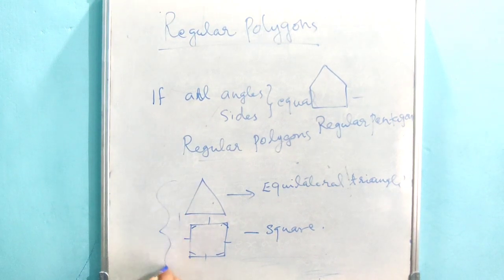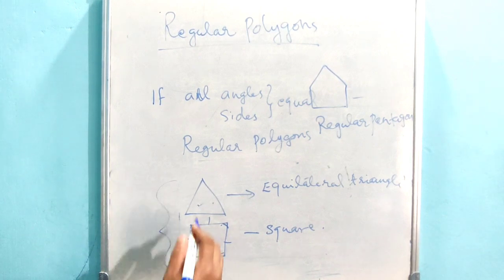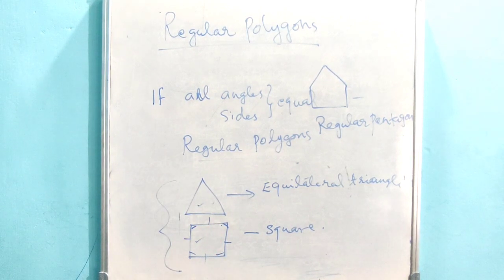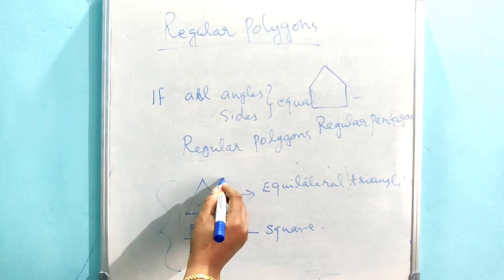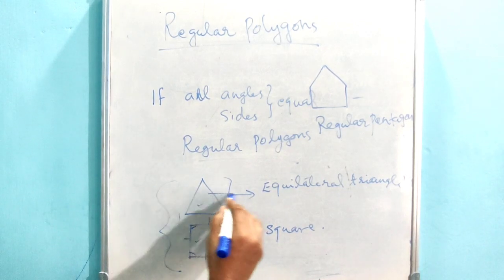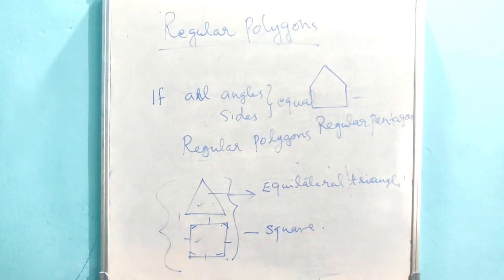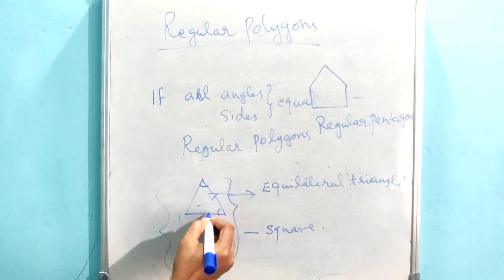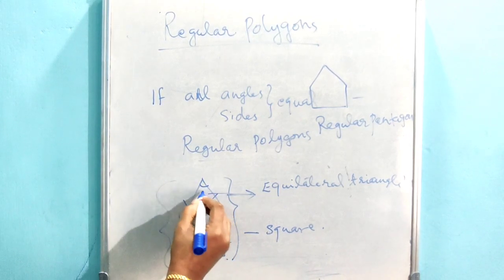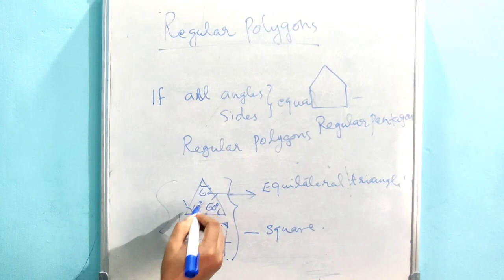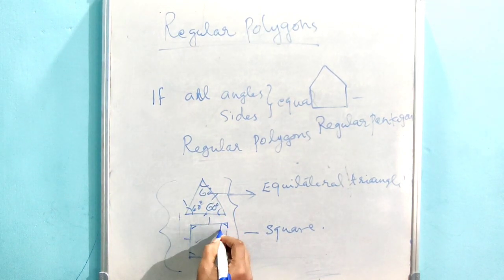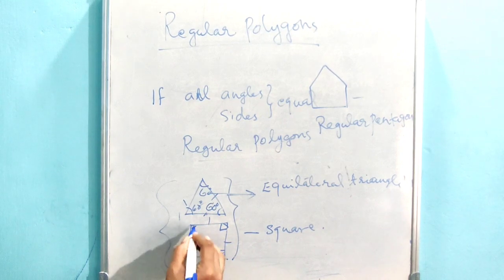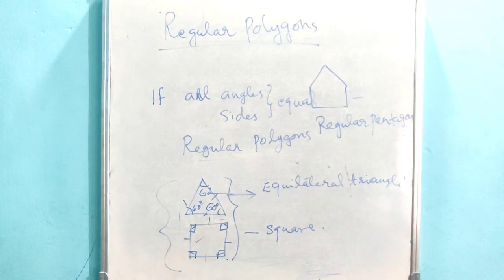Okay, so for the first two polygons, the triangle and the quadrilateral, we have some special names for the regular polygons. One is an equilateral triangle and the other is a square. For an equilateral triangle, we know that all sides are equal and all angles are equal to 60 degrees. That we know from the first chapter, right? And in the square, all angles are 90 degrees and all sides are equal.